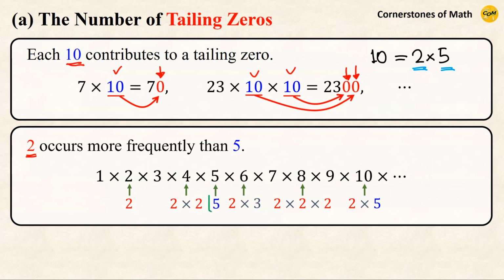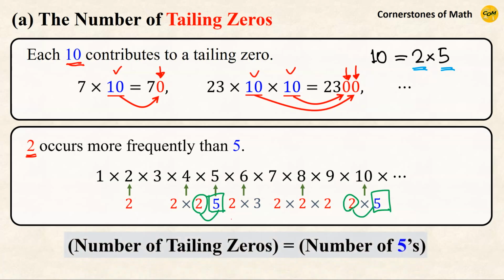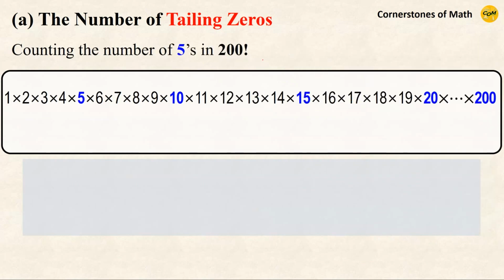In other words, whenever an additional 5 appears, there will always be a 2 that can be paired with that 5 to make 10 and add a trailing zero. Therefore, the number of trailing zeros is equal to the number of 5s. So we have to count the number of 5s in 200 factorial. So let's count the number of 5s.